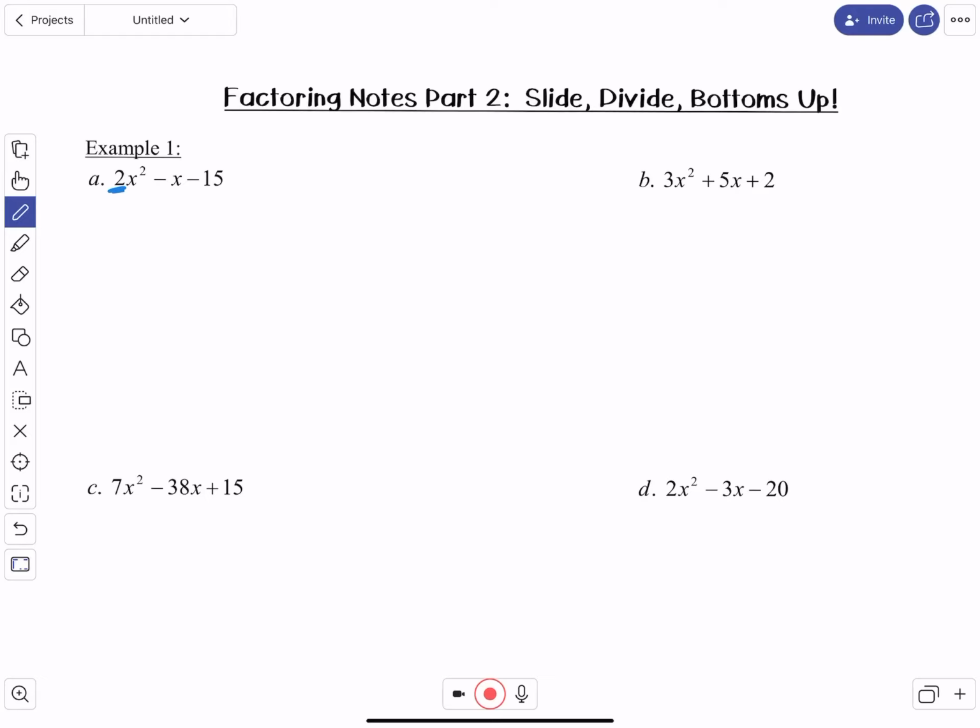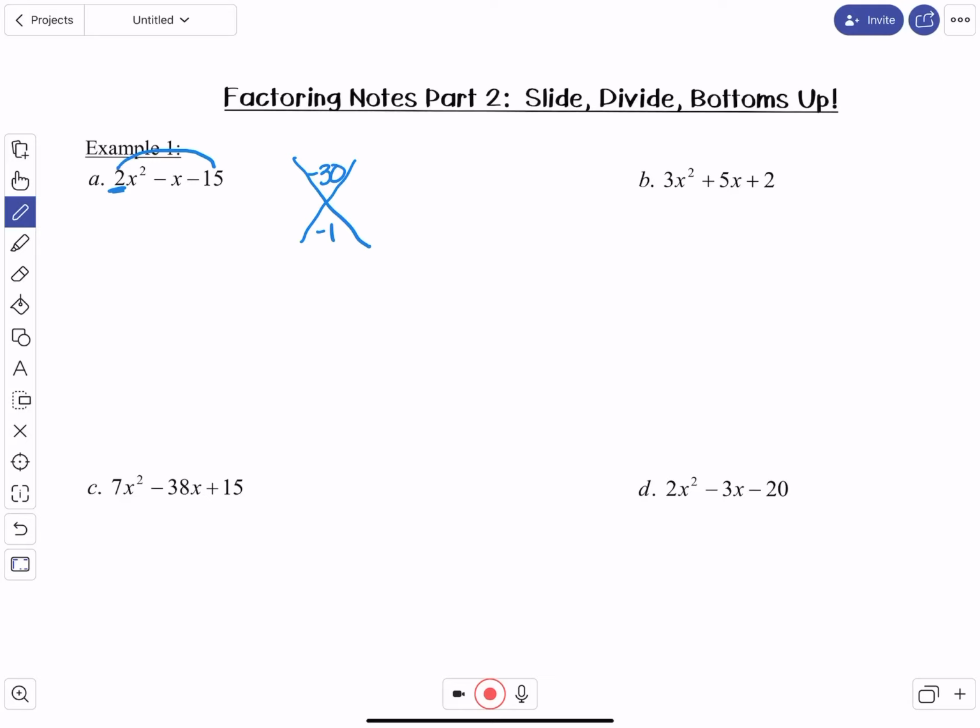When you slide, you're going to slide from your first number to your last number. That reminds you to multiply these two numbers. So you're going to multiply the 2 and the negative 15. We're still going to use our x method like we used in the other trinomials. 2 times negative 15 gives us negative 30. That number goes on the top of our x. The middle number still goes in the bottom of our x, negative 1. That part is still the same. The only difference is getting that top number, and that's where the slide comes in.